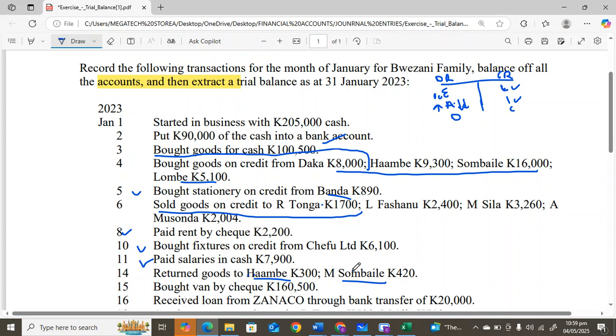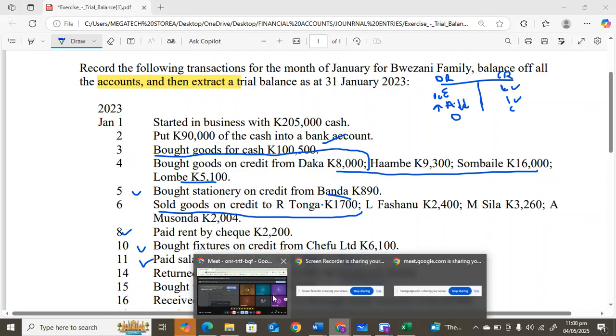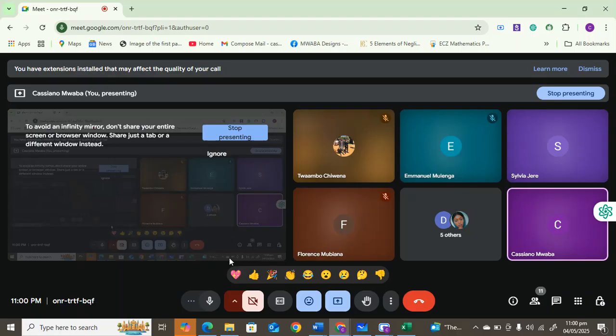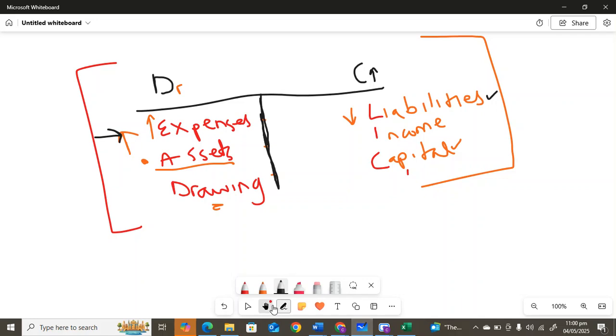In these transactions, when you've opened the accounts, these reductions will be done in Hambe's account and Sombaile's account. The only new account you can open is purchase returns. This is how it will be. Okay, wonderful.